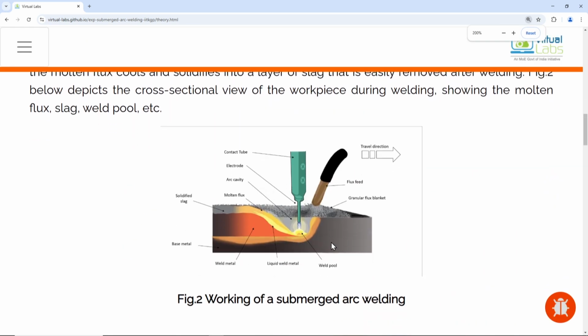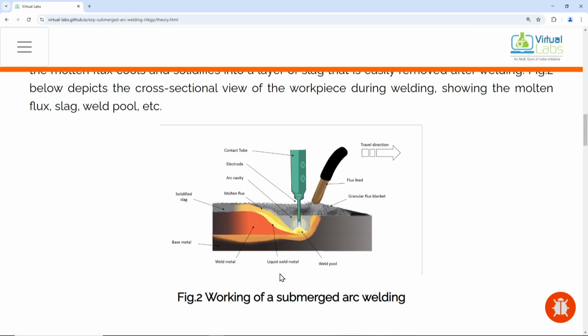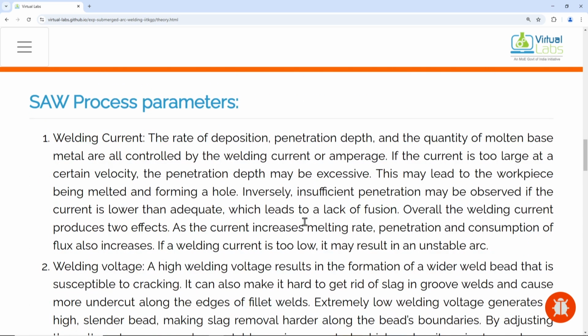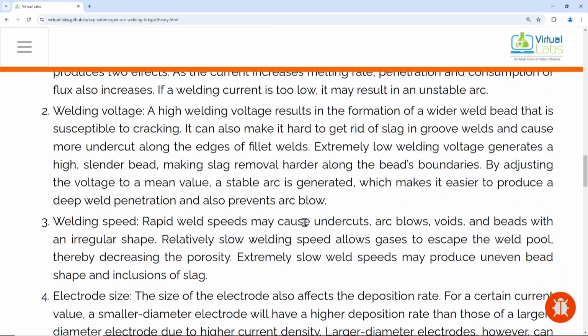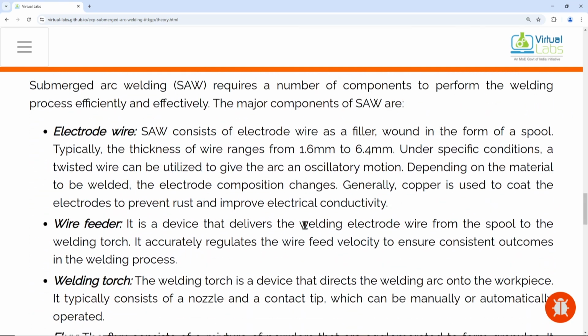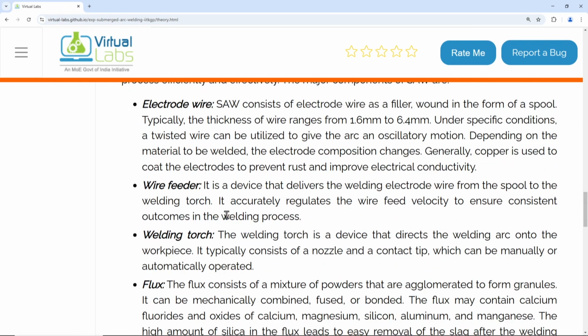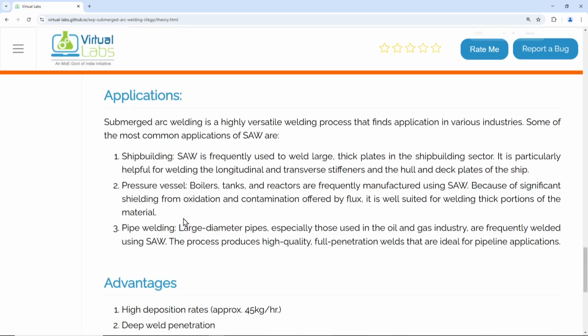See how the working of submerged arc welding looks. Liquid weld metal, weld pool and weld material are there, and solidified slag is there. This is a flux feed that is there separately, so that it is submerged and completely shielded from any impurities and any effect of the atmospheric conditions. The equipment includes electrode wire, wire feeder, welding charge, flux, etc.